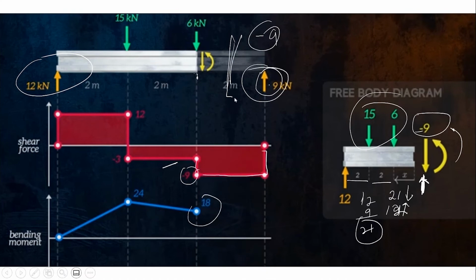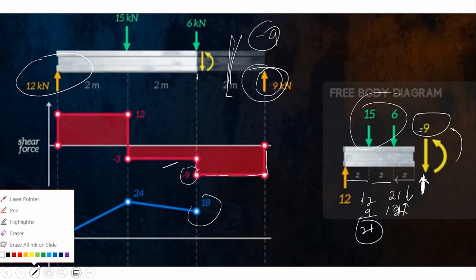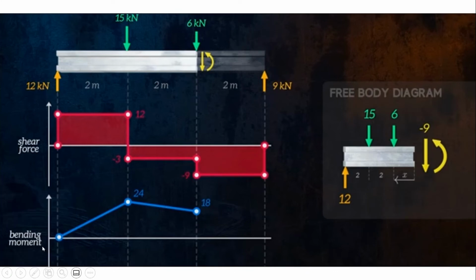Ngayon, we go to the 18. Paano naman nakuha yung 18 class? Any idea?